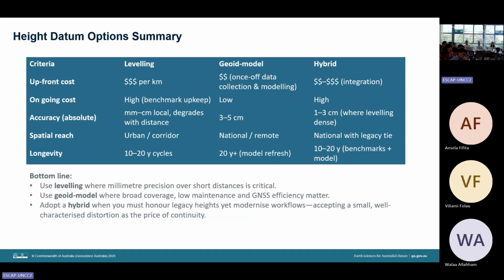So I'll wrap up by weighing the three height datum options side by side. The first is the traditional leveling based datum. This is a system that ties zero to one or more tide gauges and propagates that surface inland with spirit or digital leveling. Its strength is really unmatched local accuracy, millimeters over a few kilometers, which makes it ideal for dense urban engineering, cadastral surveys, and floodplain control.